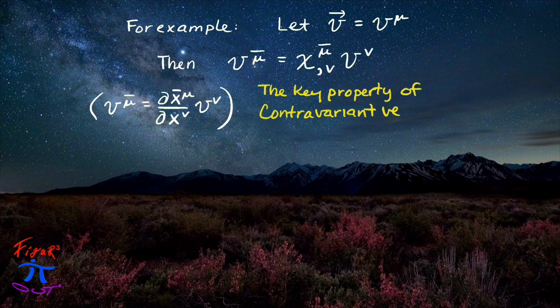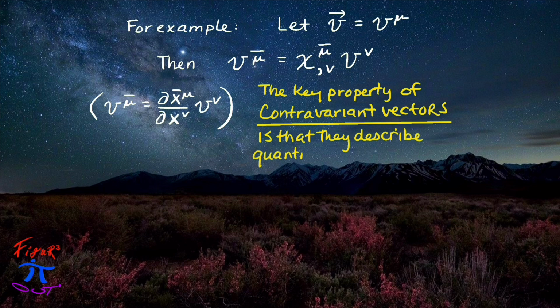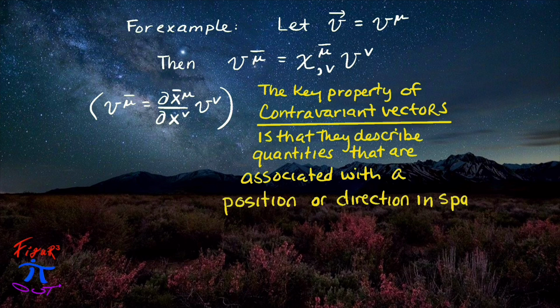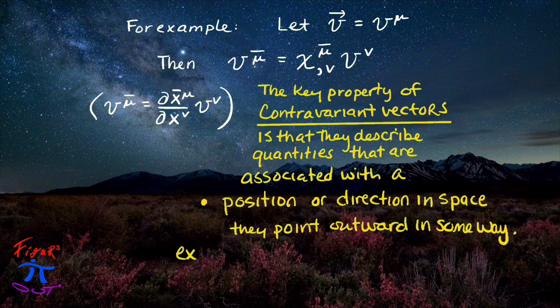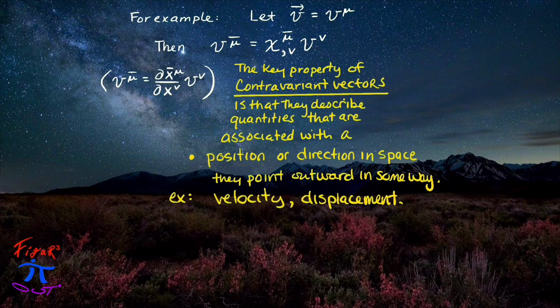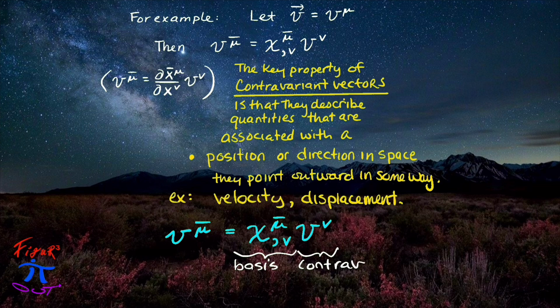So the key property of contravariant vectors is that they describe quantities that are associated with a position or a direction in space. So contravariant vectors are used for things like velocity and displacement. This part being the basis vector and this part being the contravariant components.